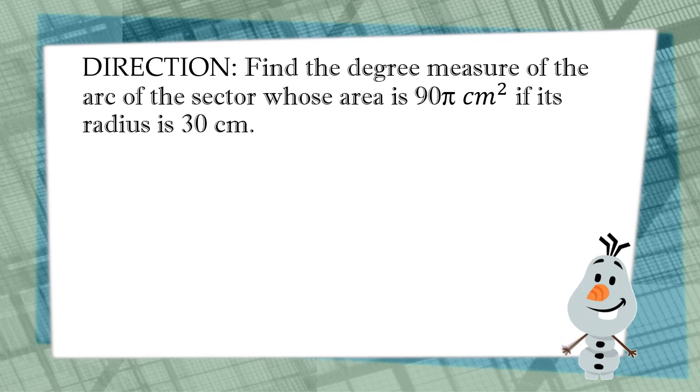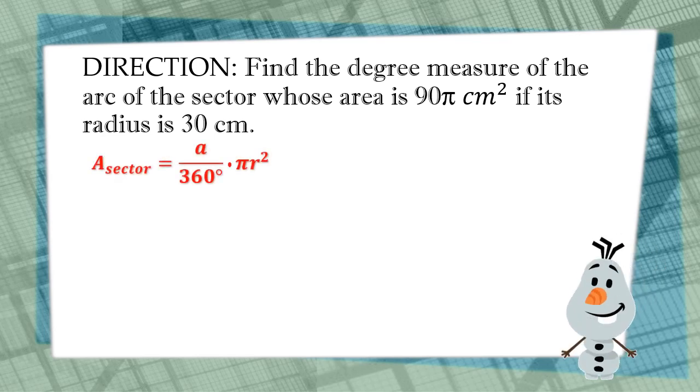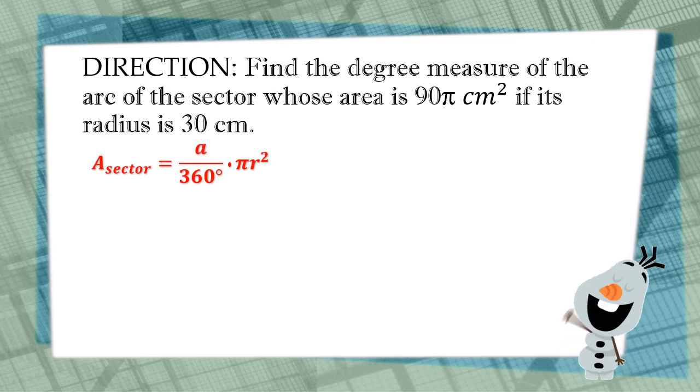Next, we have what if you are going to find the degree measure of the arc of the sector whose area is 90 pi centimeters squared if its radius is 30 centimeters. So this time, the area of the sector is already given. You are going to find out the degree measure of the intercepted arc. So of course, we are going to stick with our formula for area of sector. And let us manipulate this through the given details that we have.